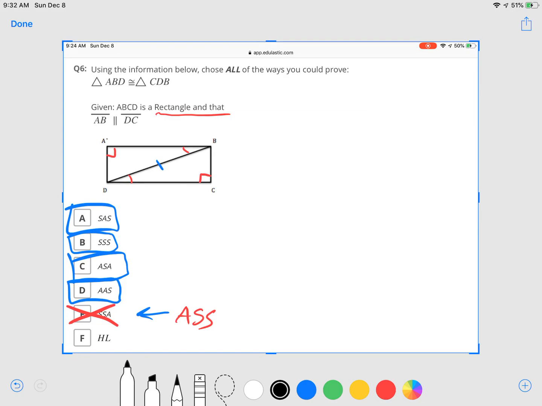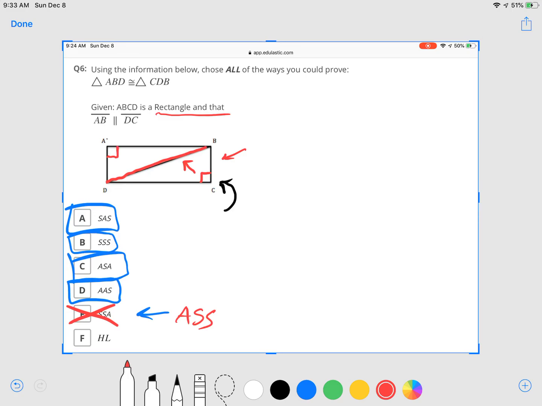Okay, and then lastly we have hypotenuse leg. So the hypotenuse leg is for right triangles, and since we do have right triangles, it can apply as long as we can find a hypotenuse and the legs being congruent. Well, first thing we got to ask ourselves is, where's the hypotenuse of this triangle on the bottom? It's this right here, BD. It's opposite the 90-degree angle. That's the hypotenuse.